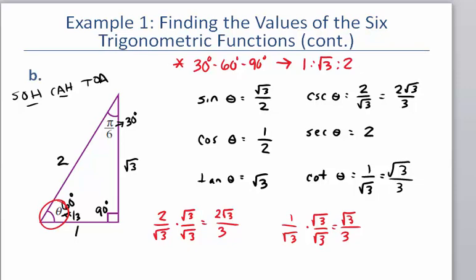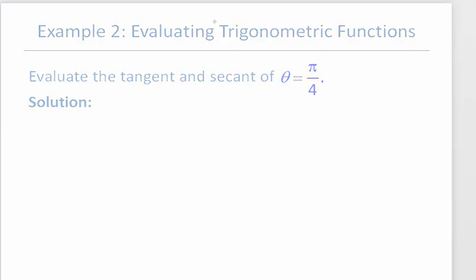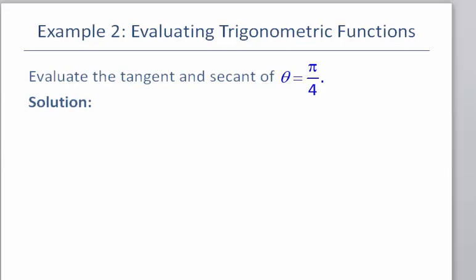All right, let's look at one more example. This one asks us to find the tangent and the secant of an angle pi over 4. All right, so let's go ahead and draw our right triangle. We'll put our right angle here, and we're going to put our pi over 4. Let's put it up here at the top.